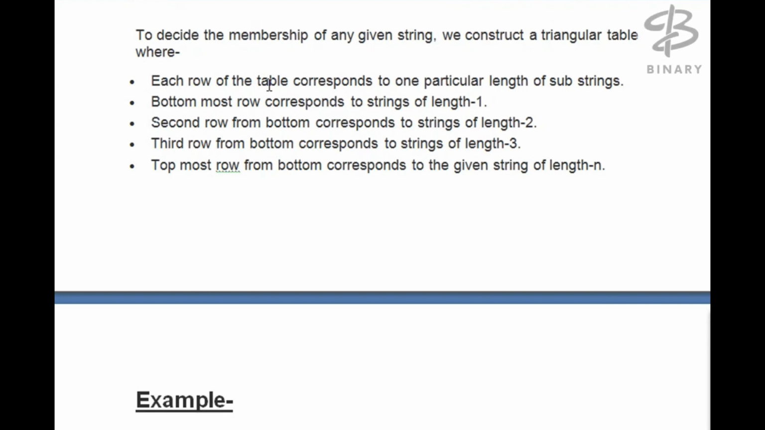Each row of the table corresponds to one particular length of the substring. If a sentence has some strings, then each row of the table corresponds to one particular length, and it will start from the bottom row. The bottom row corresponds to strings of length 1, then 2, then 3 and 4, and the topmost row corresponds to the length of the given string.